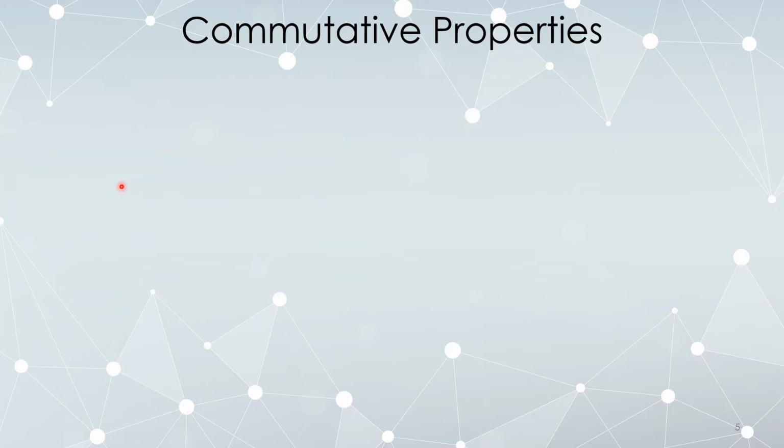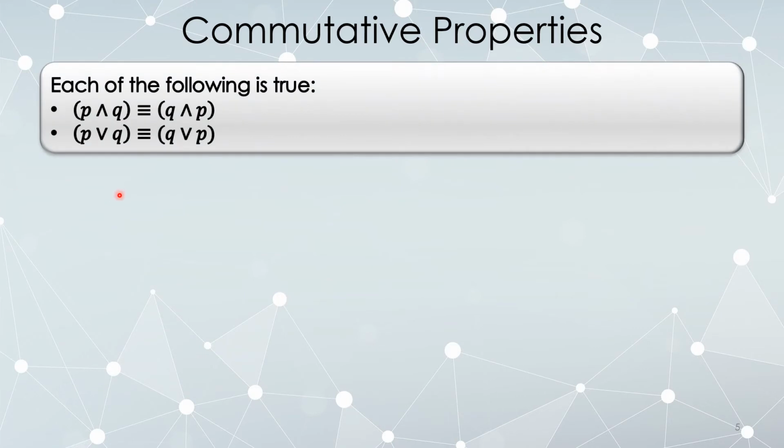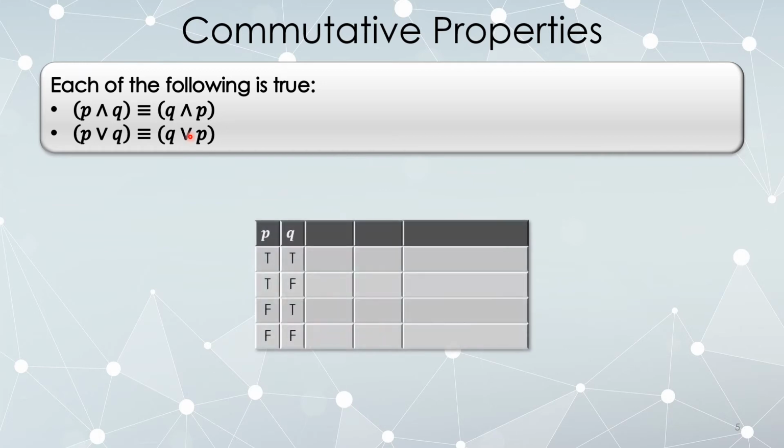A collection of other logical equivalences are known as commutative properties. Specifically, here they are. P and Q is equivalent to Q and P. P or Q is equivalent to Q or P. We're going to do one of these, but not both. Now, no matter which one we did, there would be two literals involved. I would need to form a biconditional arrow, and the two literals are P and Q, so I need 4 rows.